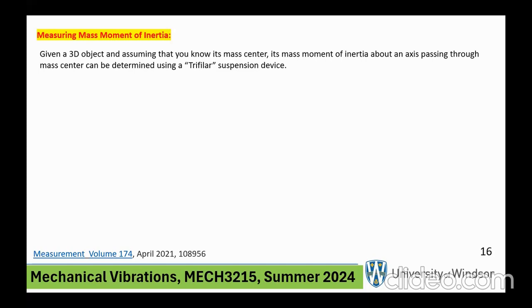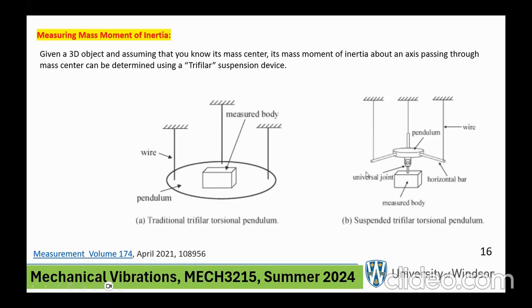Okay, based on the material that we have covered in the past 3 weeks, I want to talk about a measuring instrument which allows us to find the mass moment of inertia of a three-dimensional object about an axis that passes through the mass center of that object. This is done through what is called a trifilar suspension device.